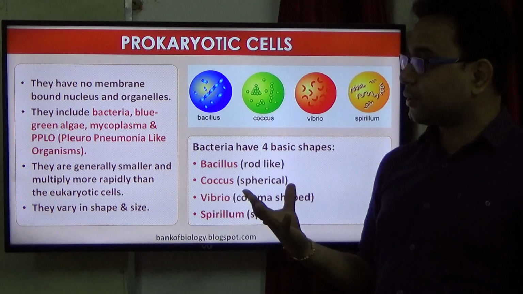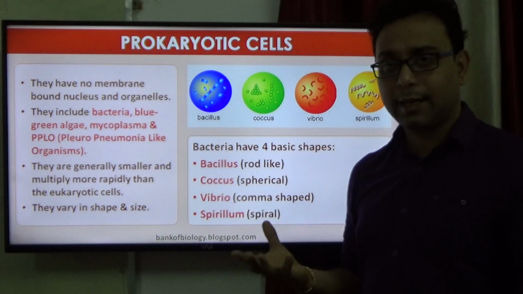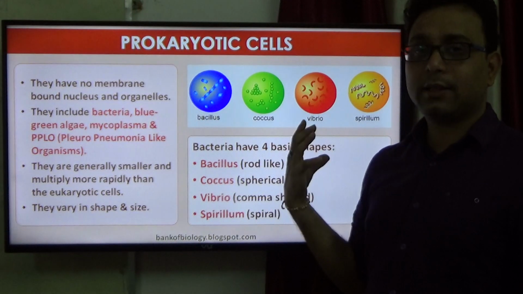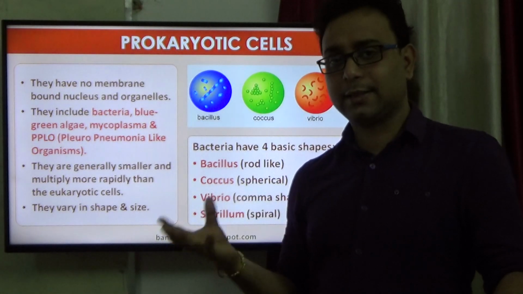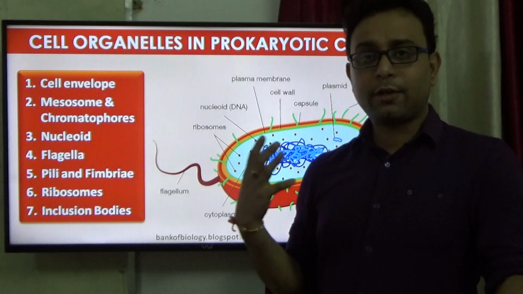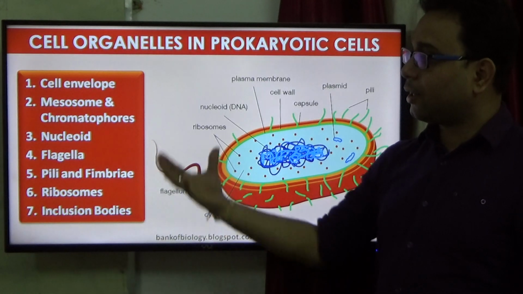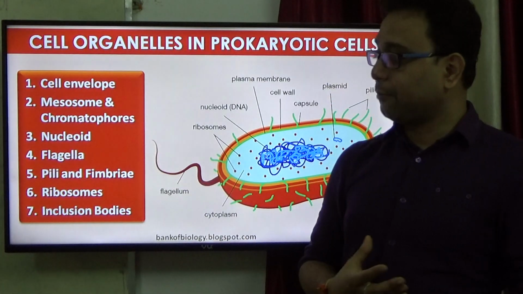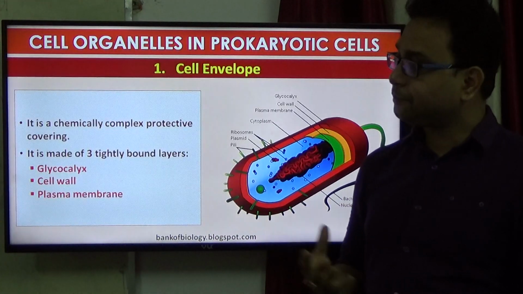What is a prokaryotic cell? Bacterial cells, mycoplasma, and blue-green algae all belong to prokaryotes. There we classified bacteria according to their shape, like bacillus and coccus. Then we discussed the structure of bacterial cells: the cell envelope, mesosome, nucleoid, flagella, pili and fimbriae, ribosome, and all the inclusion bodies. That is the most important part.